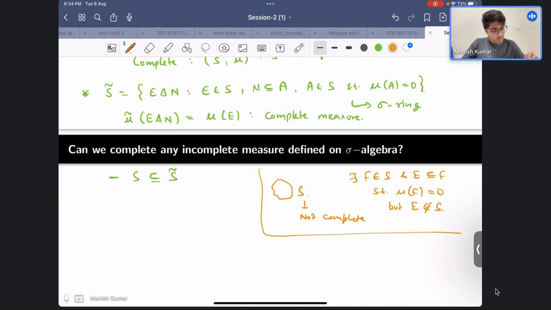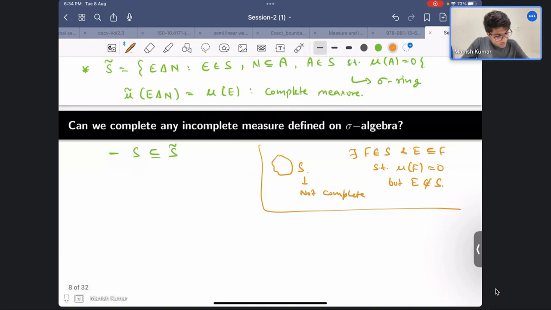So what it means is that there is some set. If you talk about outer measures, this implies that mu star of F is 0, right? And since E is a subset of that, by monotonicity, okay, let me write it properly.